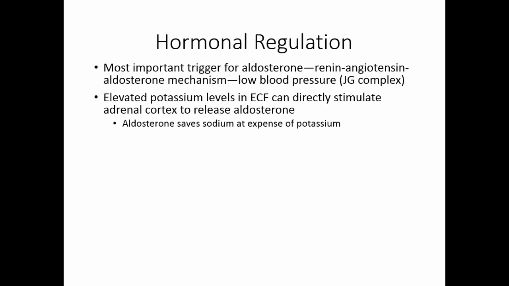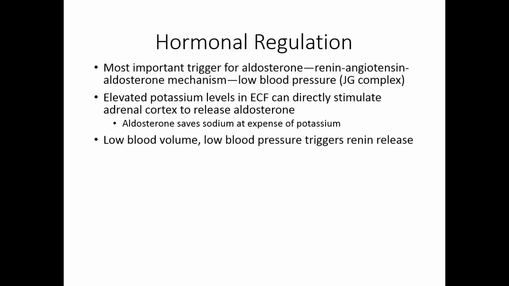The reason high potassium levels would trigger aldosterone release is because aldosterone will cause us to save sodium out of the filtrate. If we save sodium, we have to get rid of some other cation, and the cation we get rid of is potassium. So by saving sodium, we eliminate potassium. Low blood volume and low blood pressure trigger renin release.